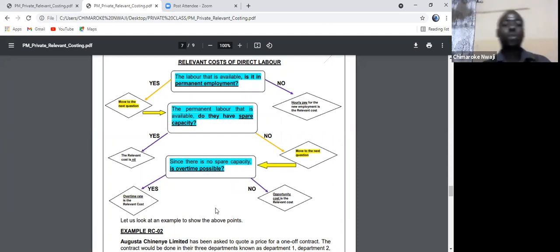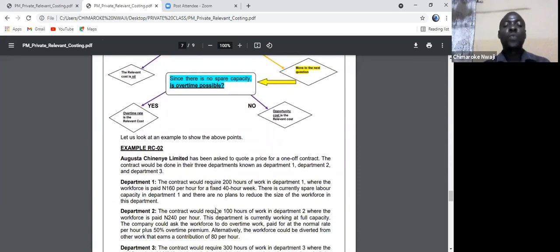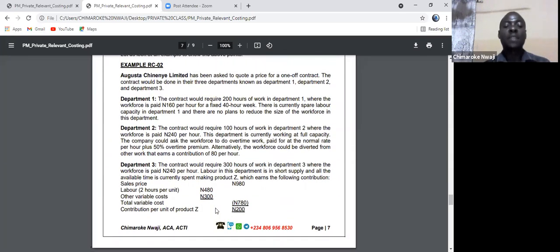Let's look at example 2 to see how we can apply relevant cost of labor. Augusta Chineye Limited has been asked to quote a price for a one-off contract. We keep hearing the word one-off contract. Now, a one-off contract is a contract that you take once in a while, it doesn't come often. Like we said in the last class, it's a once in a blue moon job. One-off, you may not expect it again.